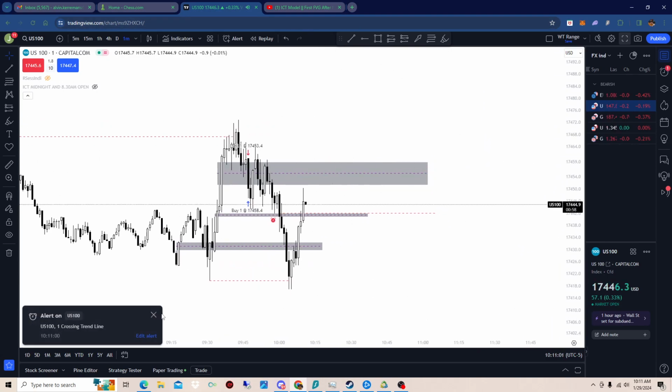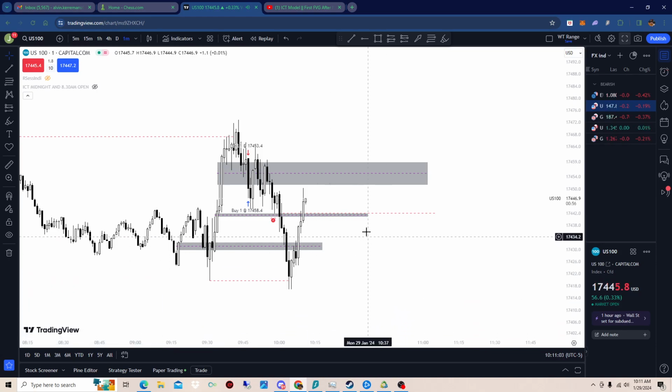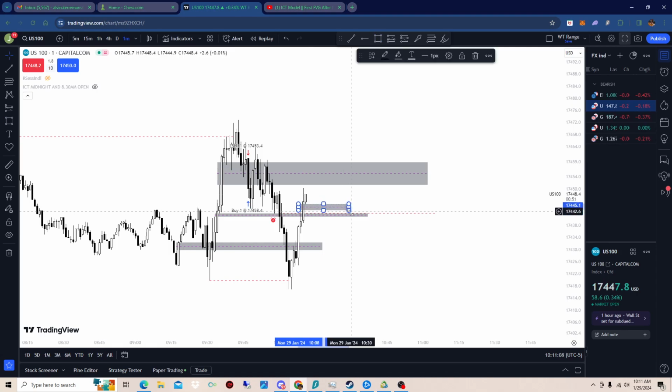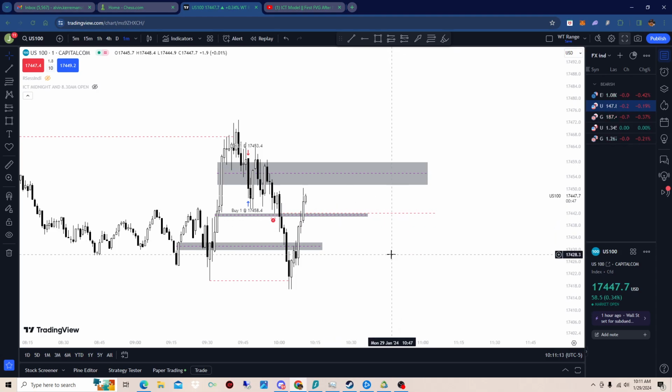Oh, that's my alert. You can't have different views of the model. Just trade the model, how the model works. Even if it's not the best entry, trade the model. The model cannot produce amazing entries every single day.